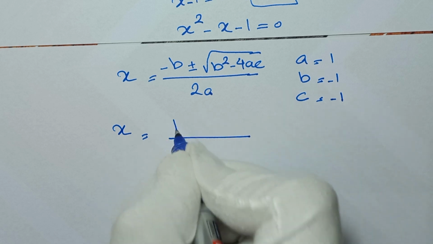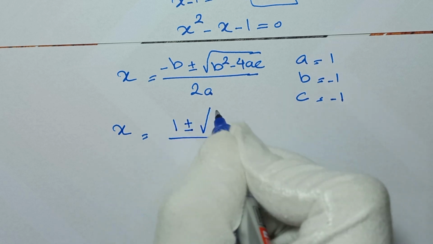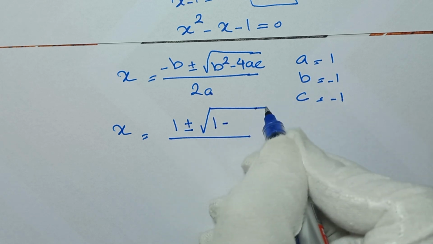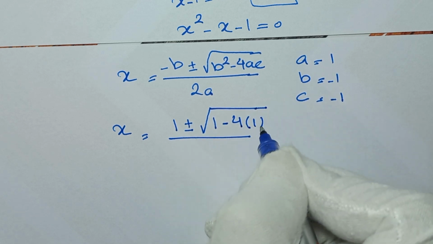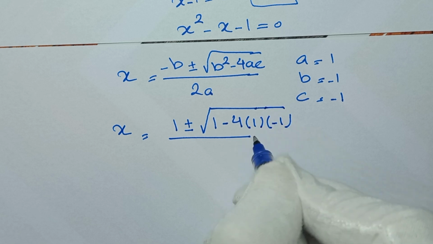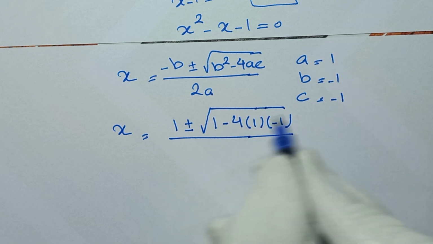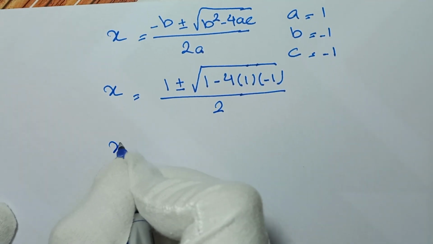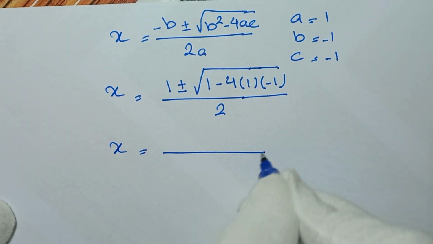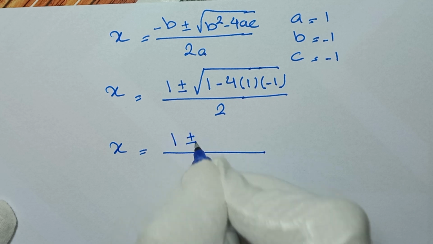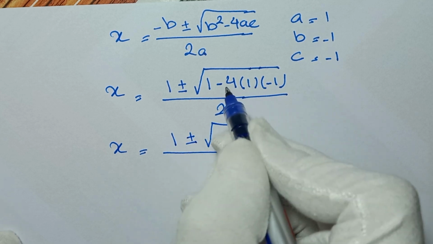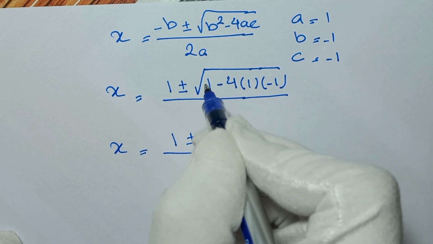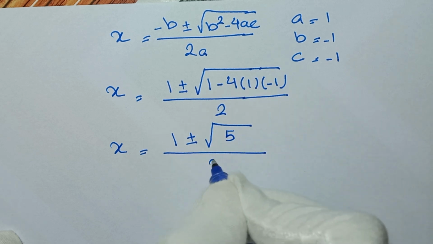And it will be x is equal to negative b. Negative of negative 1 is positive 1, plus or minus square root of b squared, negative 1 squared is 1, minus 4ac. 4 times a is 1 and c is negative 1, over 2a. 2a is 2, right? And x is equal to 1 plus or minus square root of, in here, negative 4 times 1 times negative 1, it will be positive 4, and 1 plus 4, it will be 5, over 2.